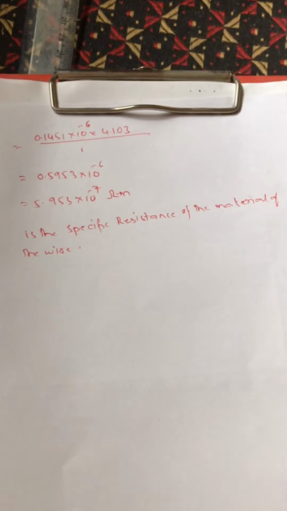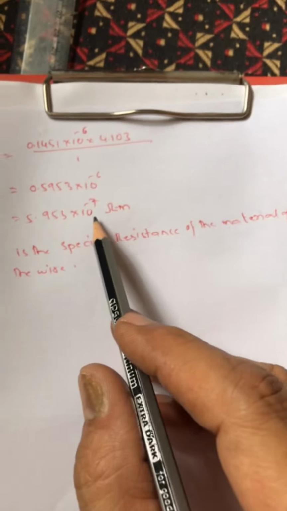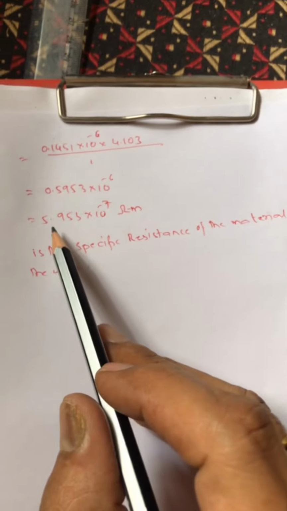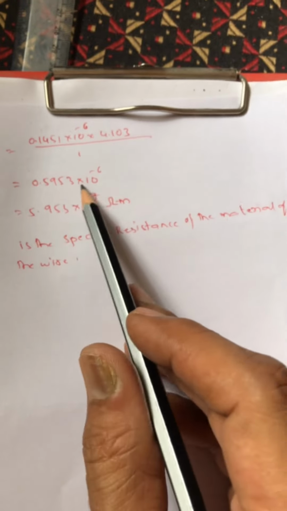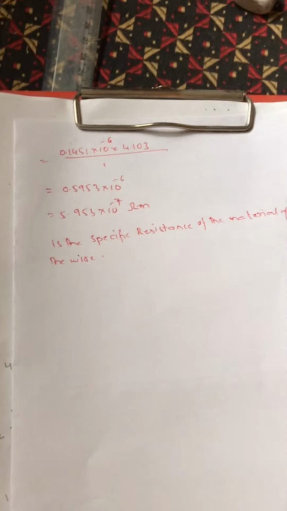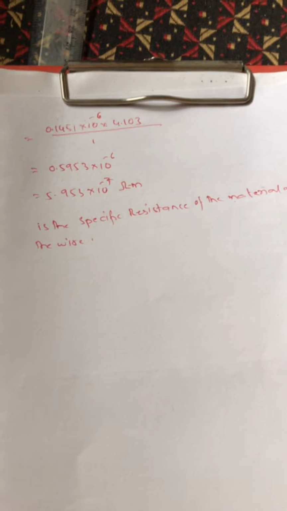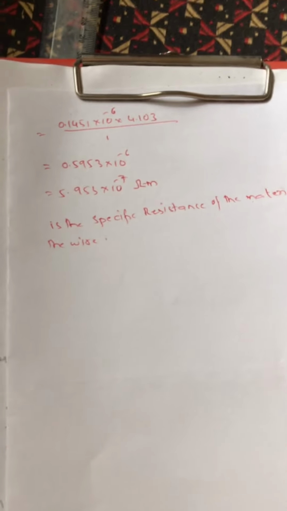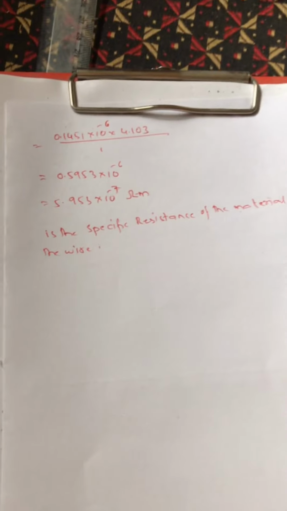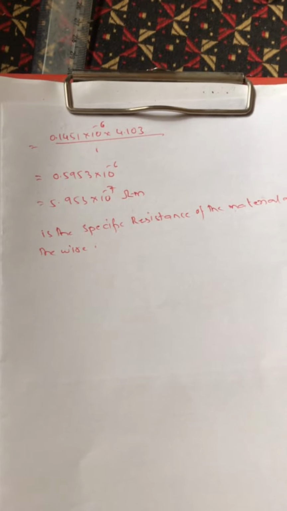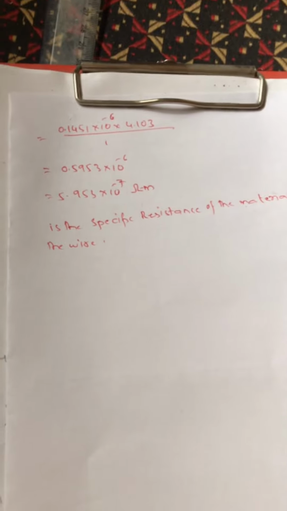Suppose you are given a chart which consists of various values of specific resistance of various materials. Now with the chart, you can check from where you get this much 10 power minus 7 ohm meters, and you can locate that particular material and say, this is the material of the wire. This is a very simple experiment, but such a beautiful one, that it serves you 3 purposes. 1, it helps you to verify Ohm's law. 2nd, it helps you to find the specific resistance. 3rd, it also helps you to tell which is the material of the wire.